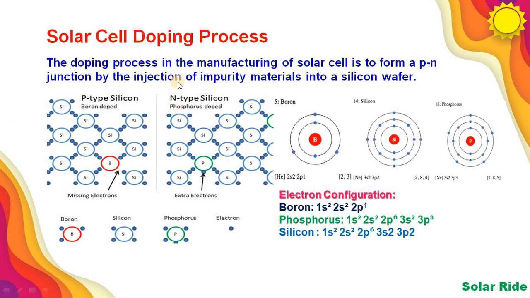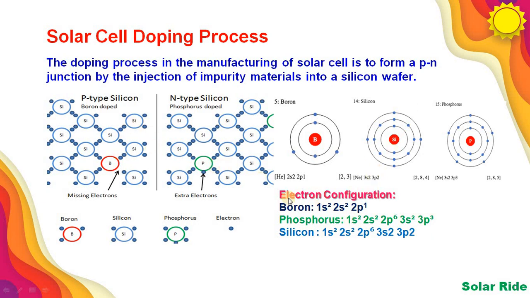The doping process in the manufacturing of a solar cell is to form a p-n junction by the injection of impurity materials into a silicon wafer. In the solar cell manufacturing process, we use the doping process because we want to form a p-n junction. We take boron on one side and phosphorus on the other side. These both create a p-n junction.